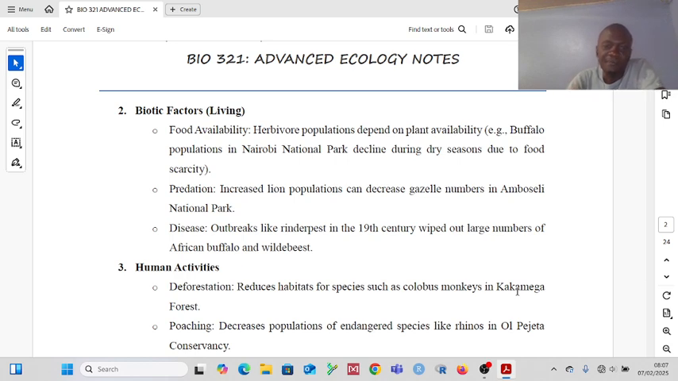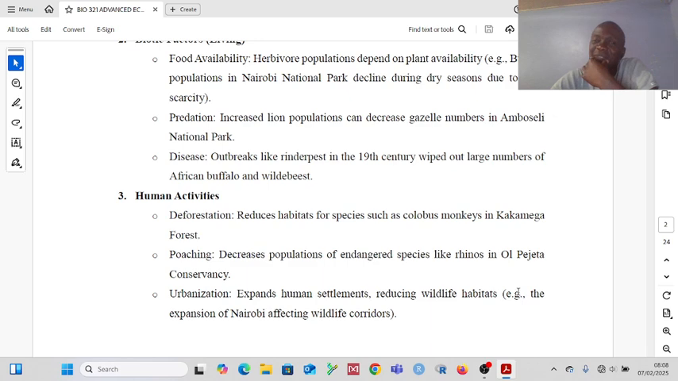Then the third factor within the biotic factors is disease. Diseases, most of them are brought about by microorganisms. So when you have a disease, it is caused by a living factor. Such a disease can easily lead to a reduction in the number of particular organisms in an area. So biotic factors, living factors: you talk of food, you talk of predation, you talk of disease. The third factor is the human activities.